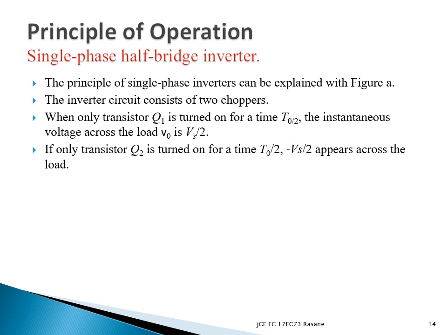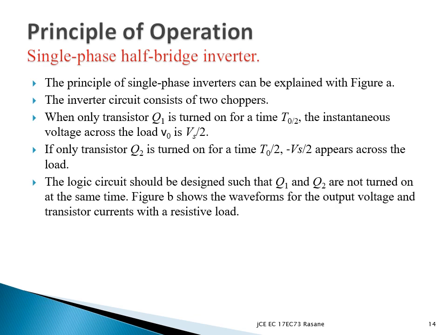So for some period I get positive voltage, for some period I get negative voltage, and hence I'll be getting an AC at the output. Very simple. So the logic circuit should be designed such that Q1 and Q2 are not turned on at the same time. And figure B shows the waveform of the output voltage and transistor currents with a resistive load.